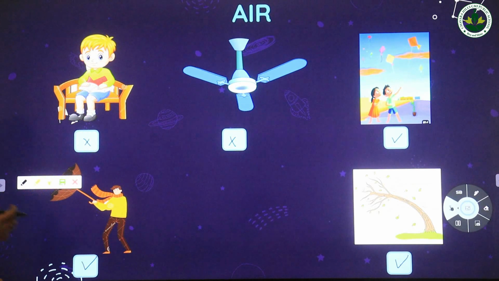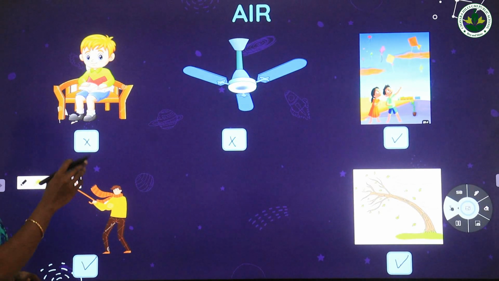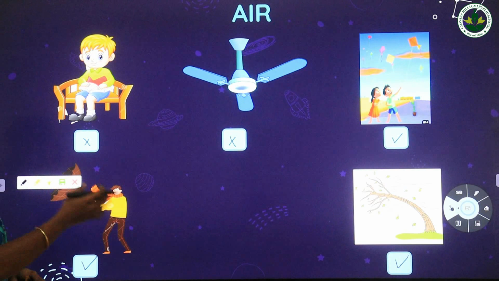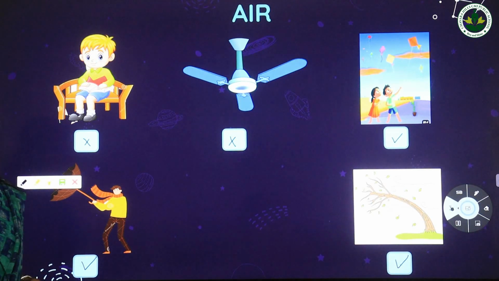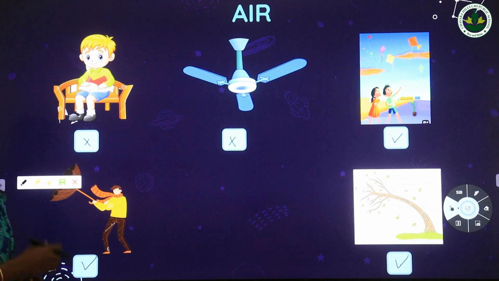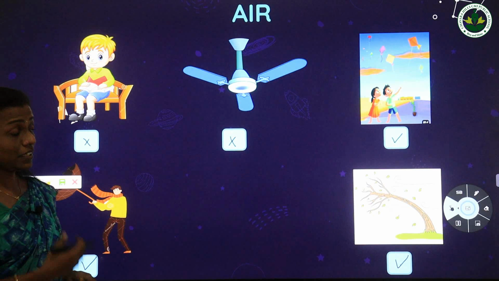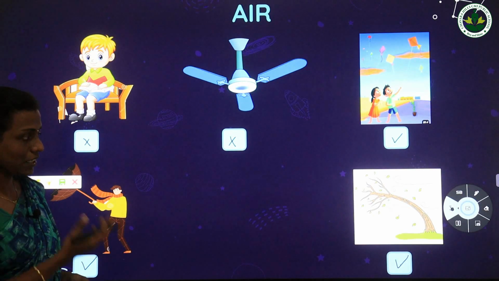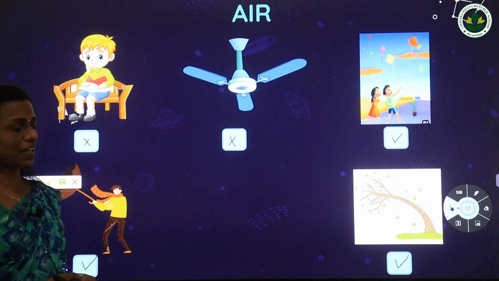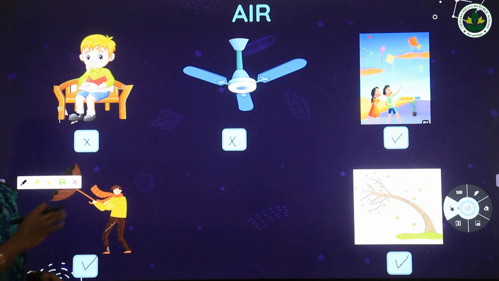So in the given pictures, the third, fourth and fifth, that means the children flying kites, then a man walking in windy weather, and then a tree, where we can see the leaves flying in the wind. So in these three pictures we can see the presence of air.